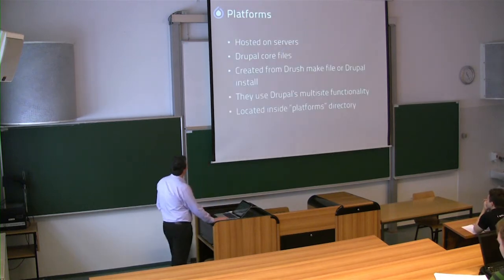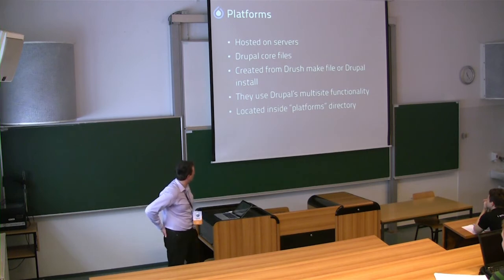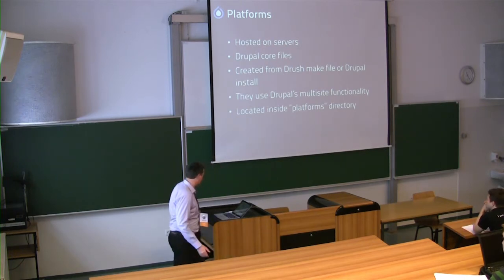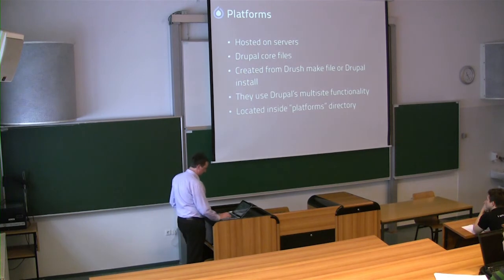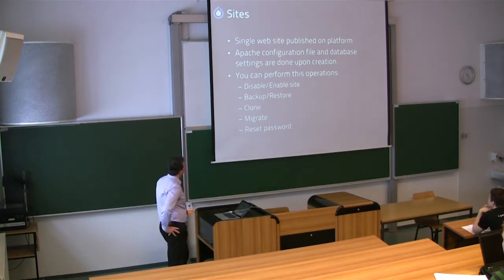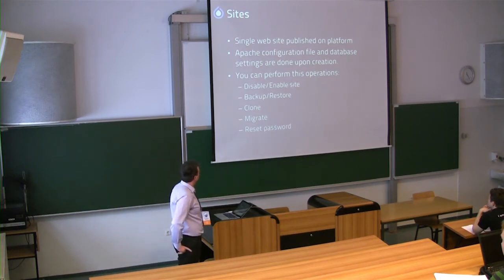Platforms, I already told everything about it. They are hosted on servers, with Drupal core files. They use Drupal's multi-site functionality and are located inside the platforms directory. This directory is created when you install Aegir. Sites are single websites published on a platform.